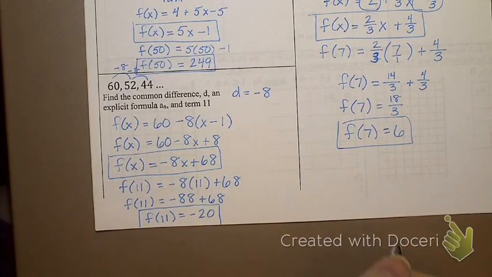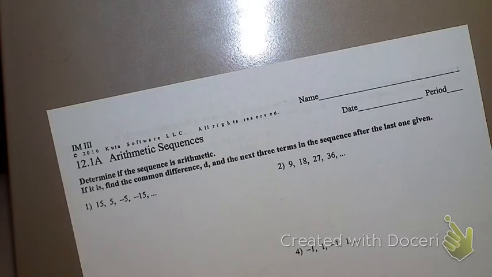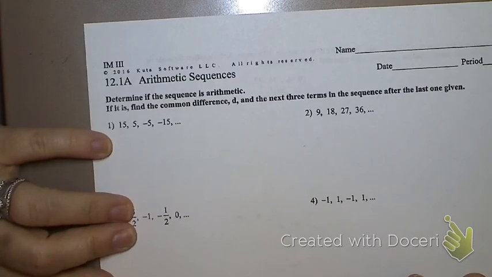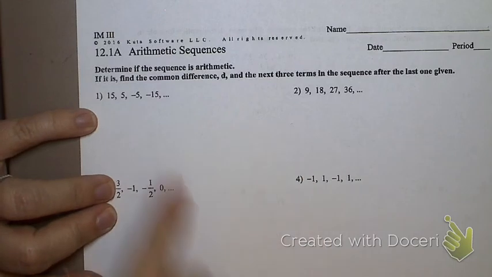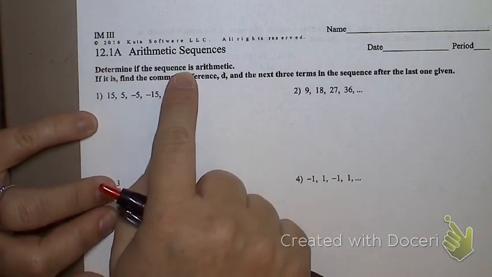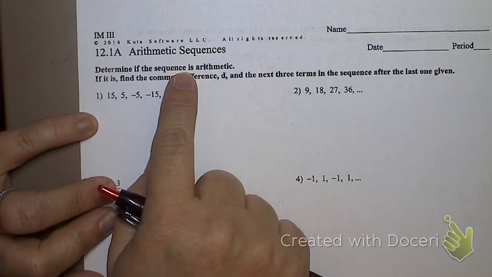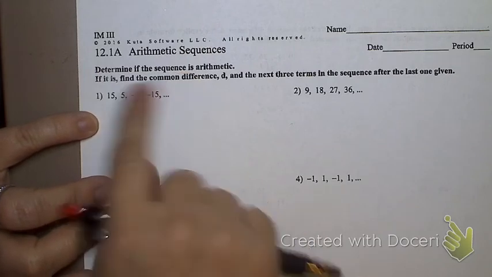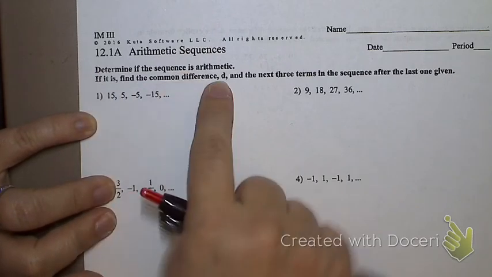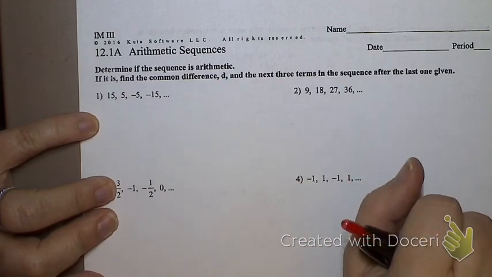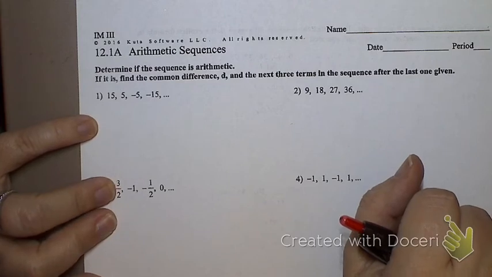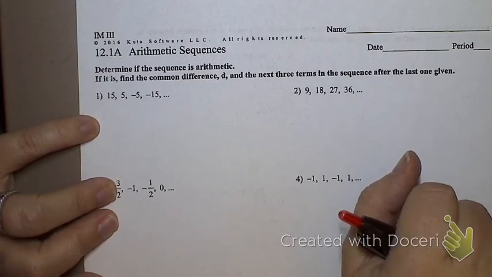Okay? All right. So here comes your homework. I want to talk to you a little bit about your homework just to make sure that everything is understood. So for numbers 1 through 6, it says determine if the sequence is arithmetic. So your answer at first is going to be yes, it's arithmetic, or no, it's not. If you have a yes, you have to tell me what D is and the next 3 terms. If you get a no, just stop right there.